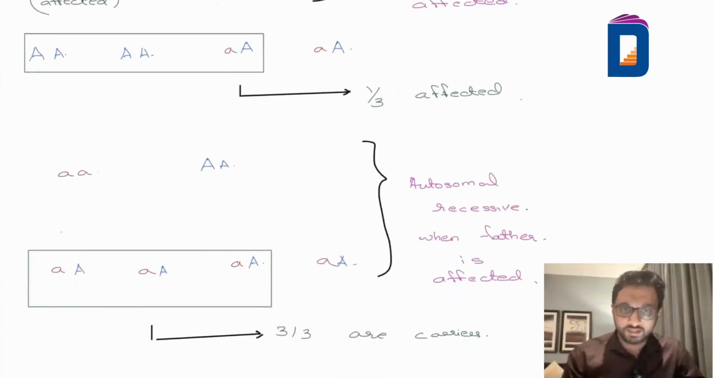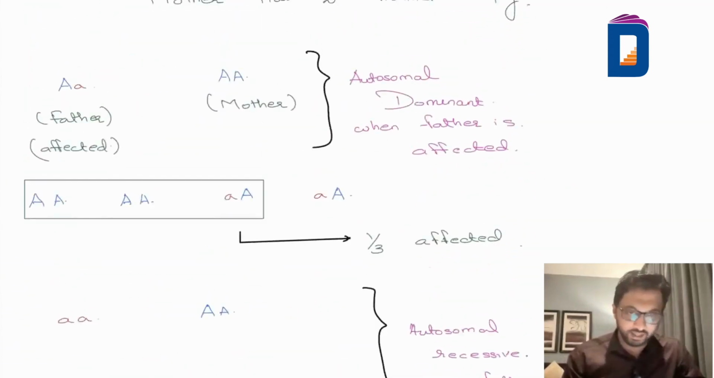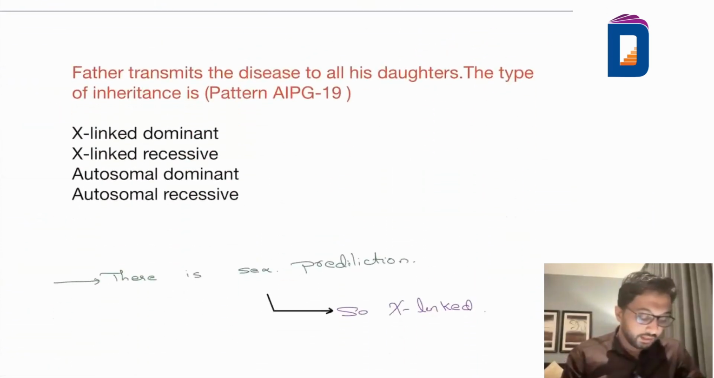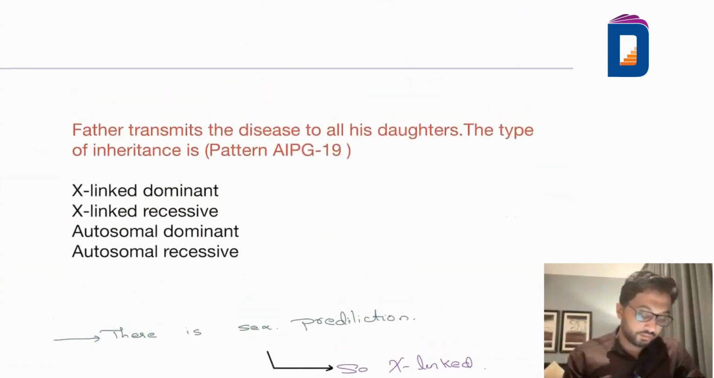I don't need to explain this. If you just want to write it and check it, you can do it. You know it now. It's very clear. Let's go to the next. Father transmits the disease to all the daughters. This type of inheritance is what?